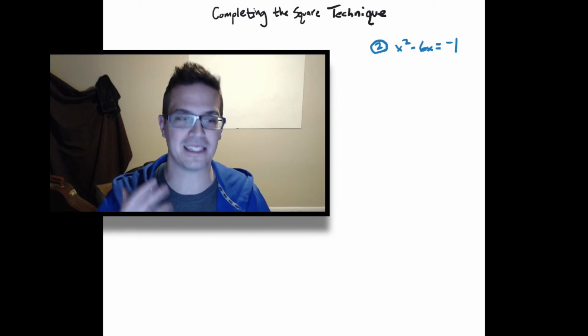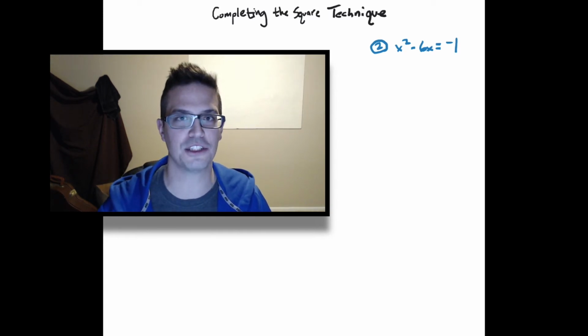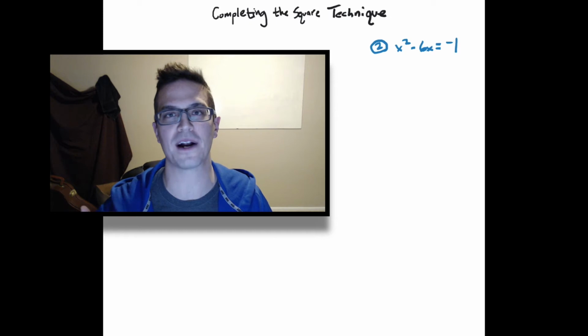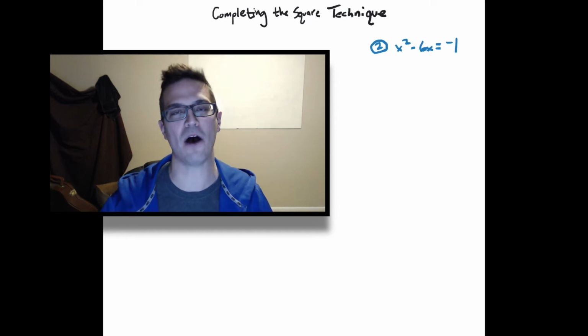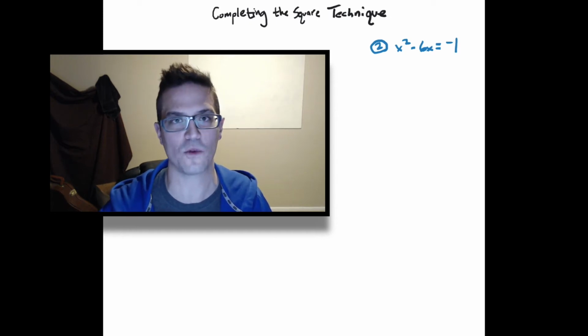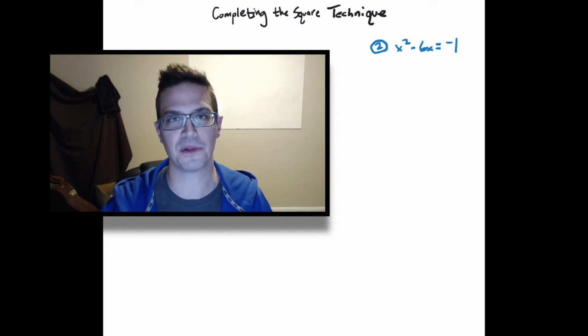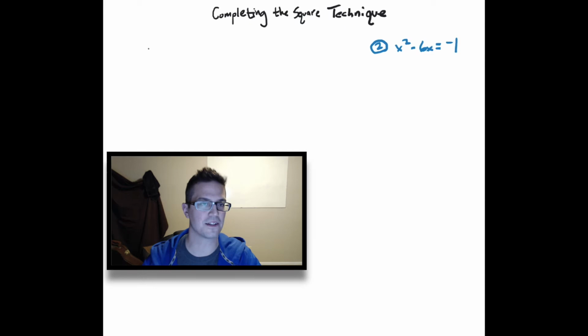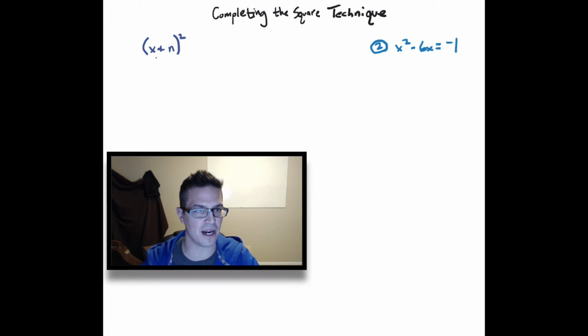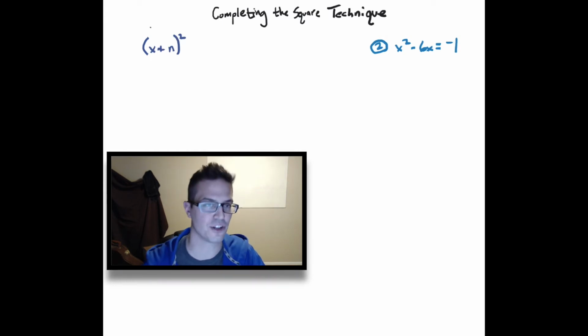Okay, now in order to teach this, the first thing I'm going to do is show you what a perfect square polynomial looks like. If you expanded out an x plus n quantity squared, how would that look, and how is that going to relate to the completing the square technique? So here we go. The first thing I'm going to do is start out with the x plus n quantity squared. This is just going to be a perfect square of this x plus n term right here.